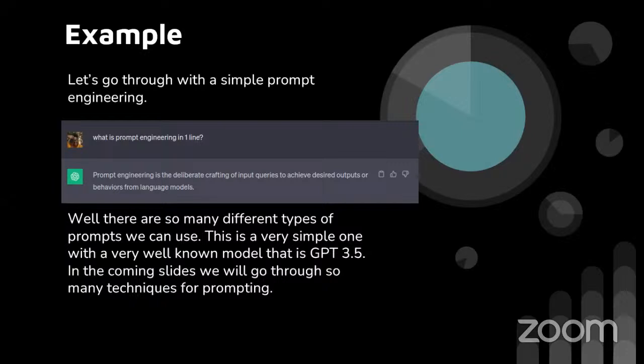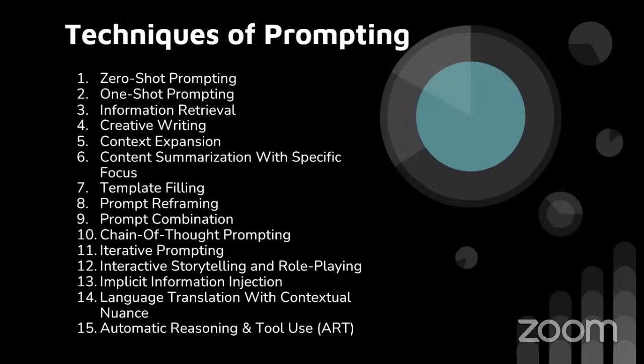And based on the large language model you are using, these prompts will vary, right? In the previous session, we talked about different techniques of prompting: zero-shot prompting, one-shot prompting, how to do information retrieval, creative writing, how to expand a given context, right? How do you summarize your content based on a specific focus? If you give heavy data to the LLM, how is it going to summarize it into shorter content, specifically focusing on a particular topic. Then template filling, prompt reframing, prompt combination, etc.